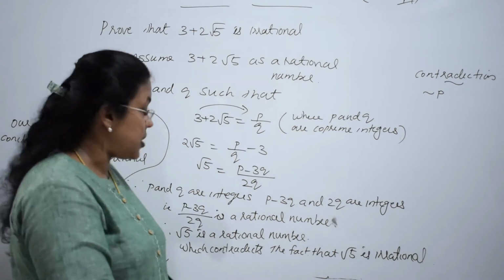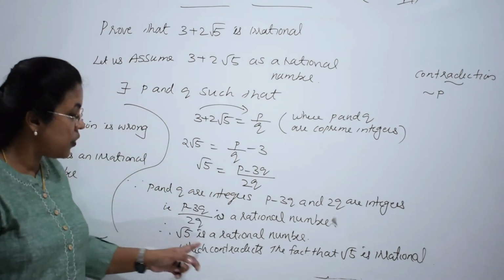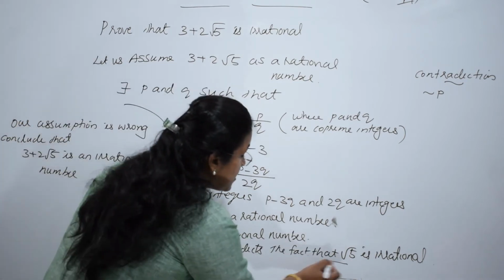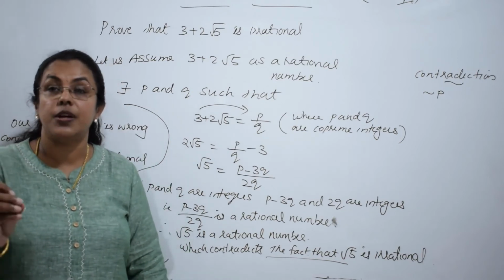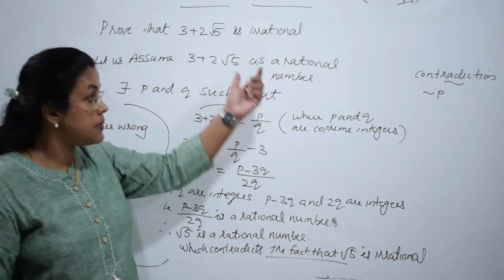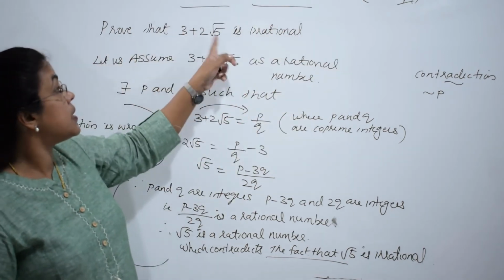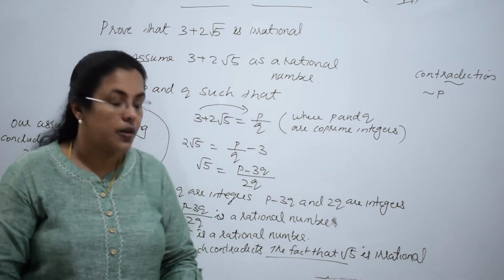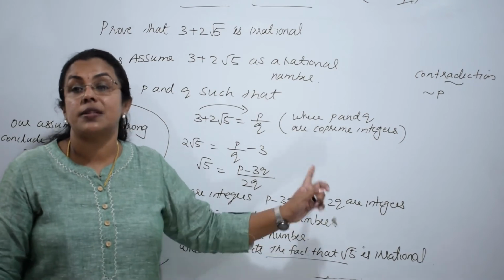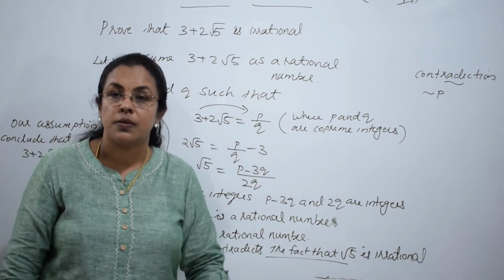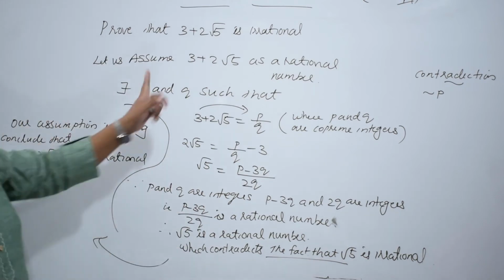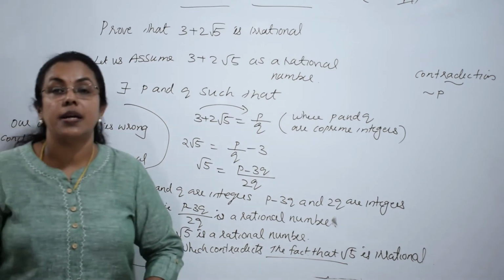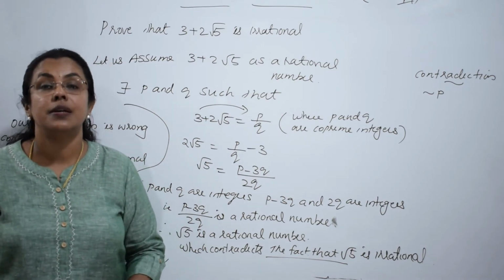If the right side is rational, then the left side is also rational. Therefore root 5 is a rational number. But this contradicts the fact that root 5 is irrational. We are sure root 5 is irrational. Sometimes the question is given as: prove that 3 plus 2 root 5 is irrational, given that root 5 is irrational. Otherwise also you can write which contradicts the fact that root 5 is irrational. That means our assumption is wrong. So we can conclude that 3 plus 2 root 5 is an irrational number.